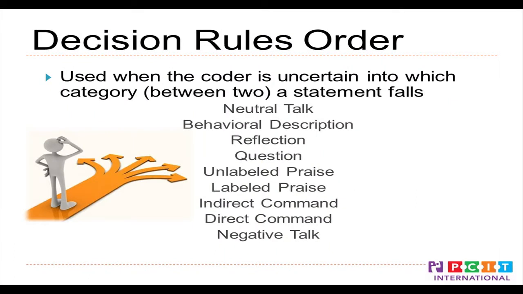Decision rules order happens when you are just not sure. You don't know between two categories how things are supposed to go. Sometimes parents will say something that sounds like it could be something positive, like, that drawing is really whacked or something like that. I'm not very good with my slang, but I think I heard that was a good thing. The parent is smiling, but in general, whacked doesn't mean a good thing to me. So maybe I'm not sure, and I can go to my decision rules order to decide.